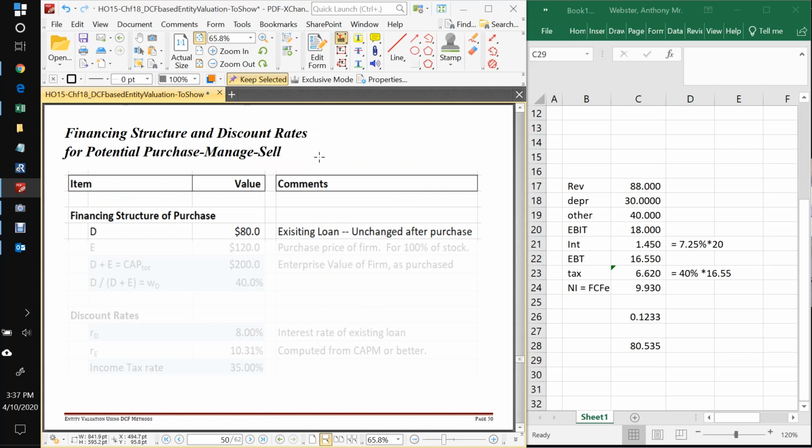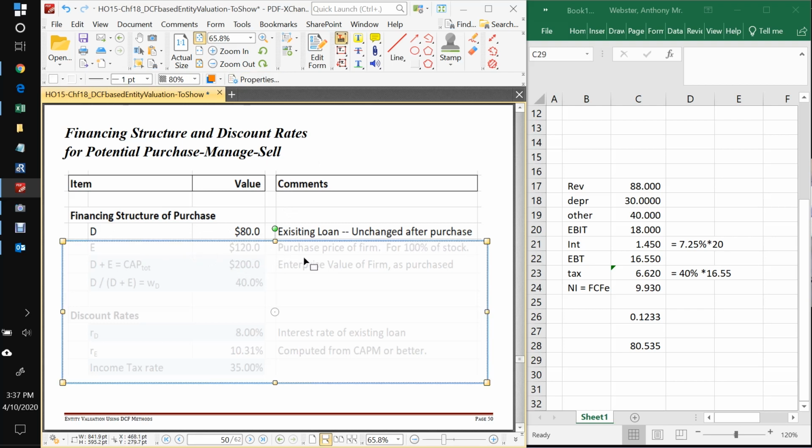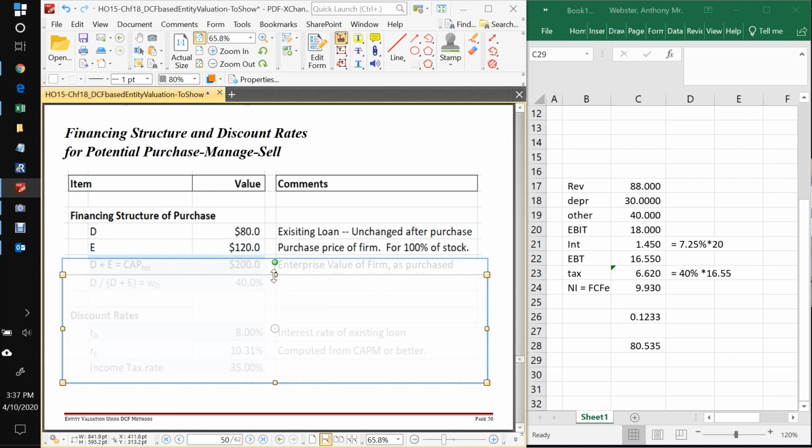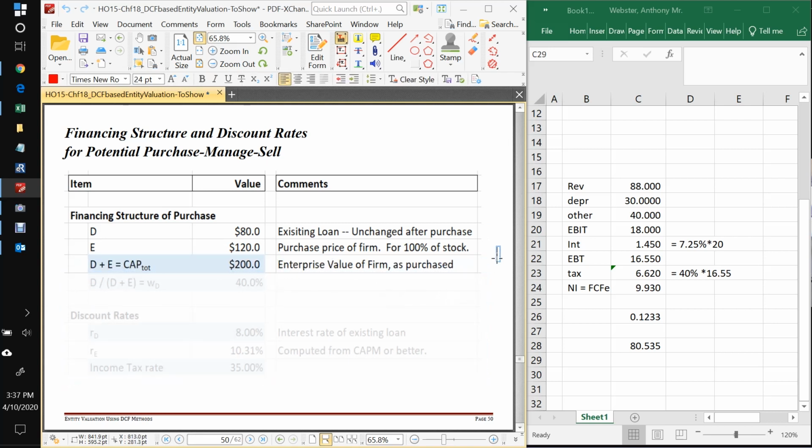All right, so let's look at the financing structure and some other things. Okay, so when they're buying the firm, the debt, they already have this existing loan of 80 million, and they're going to leave that unchanged. What else is going to be important here? E, the amount of money they're going to put in from their own pocket to buy this firm, is 120 million, and they're going to get 100% of the firm's stock for that. Okay, and so the total capitalization of the firm after it's purchased is 120 plus 80, right? Total capitalization is always D plus E.